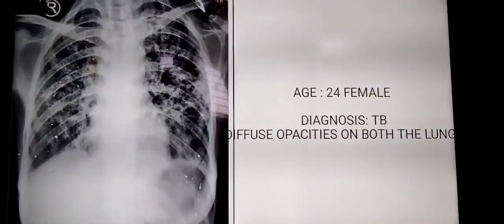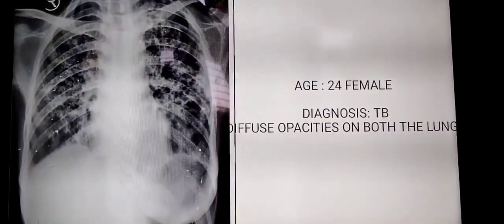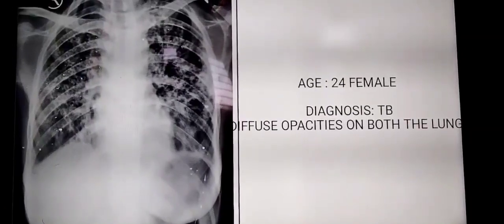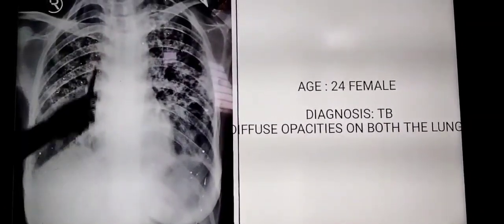The present X-ray is of a 24-year-old female diagnosed with TB. Abnormal findings are diffuse opacities in both lungs.